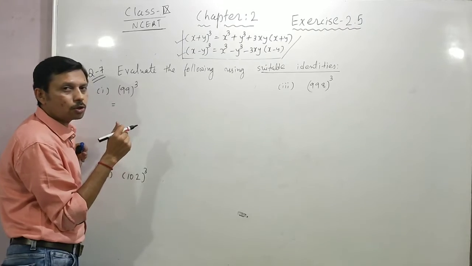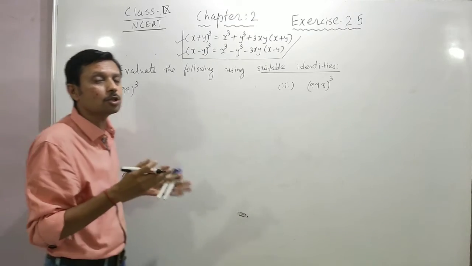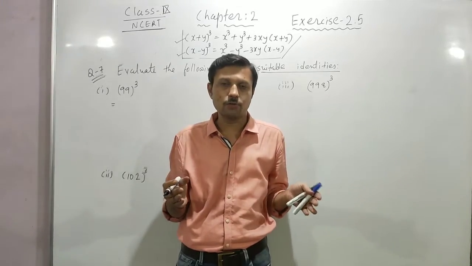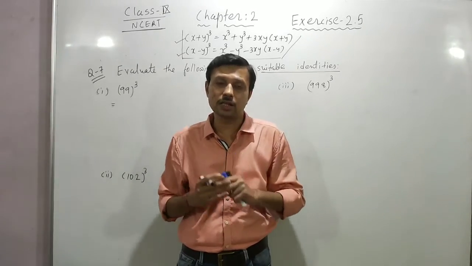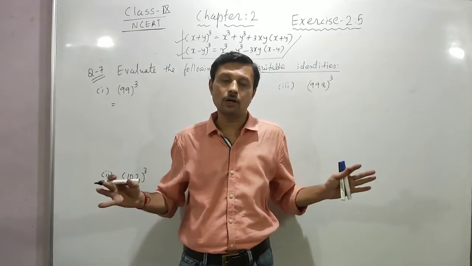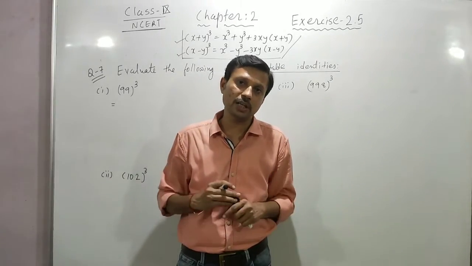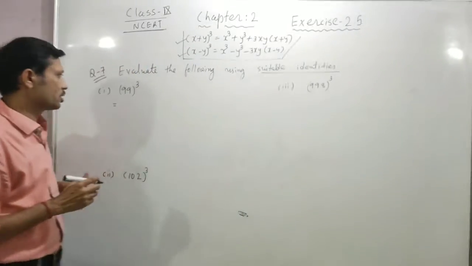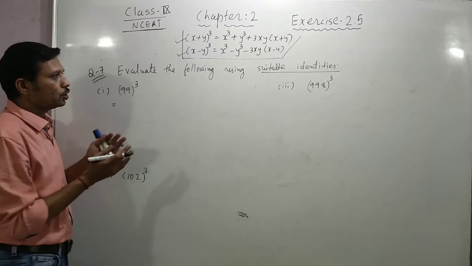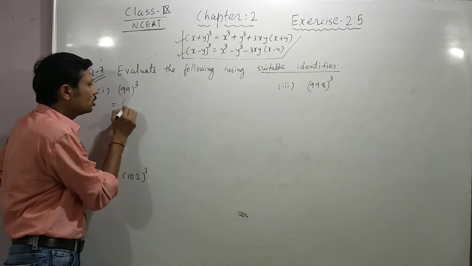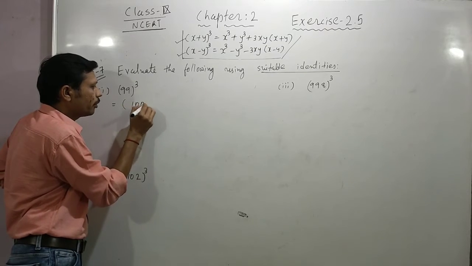Suppose 99 the whole cube. So 99 can be split into two parts in various different ways. 100 minus 1, that is one option. Somebody says 90 plus 9, sir. Right? Somebody says 95 plus 4. So there are many various ways of splitting. You can divide it into two different parts in different ways. But which one is the most useful for us? Yeah, simplified for us. That is 100 minus 1.